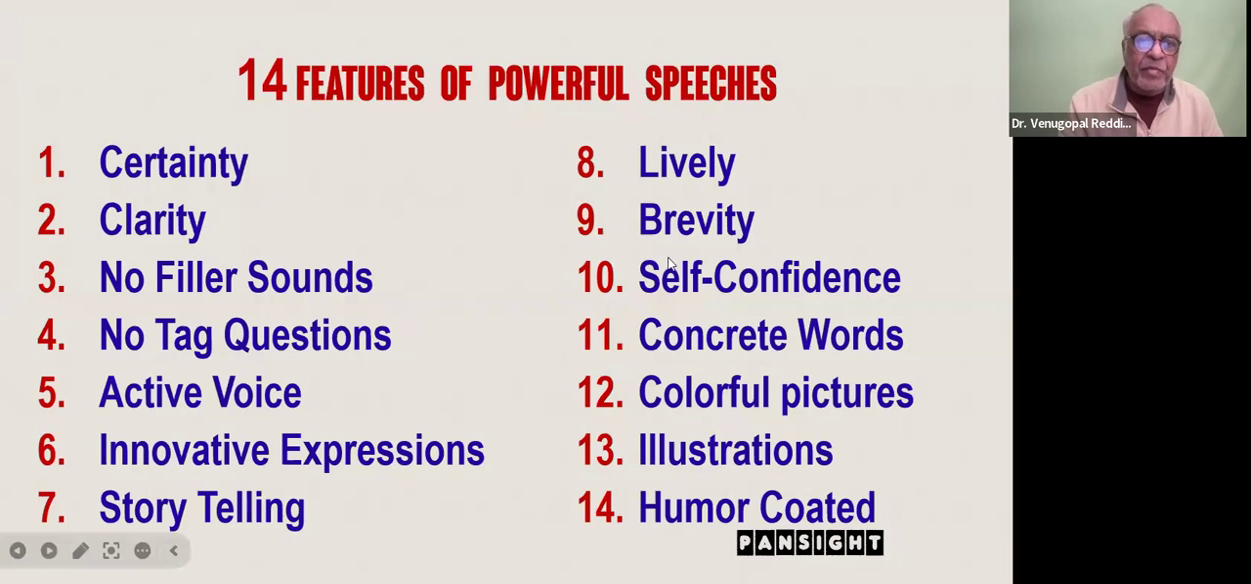Then, lively. Storytelling. When I share my personal experience, this is a story. When I went to UK, I was 40 years old. What happened, in the form of a story? Brevity. Even self-confidence. I displayed self-confidence. Concrete words. Colorful pictures. All those quotes. Many colorful pictures I showed. Then illustrations and humor quoted.